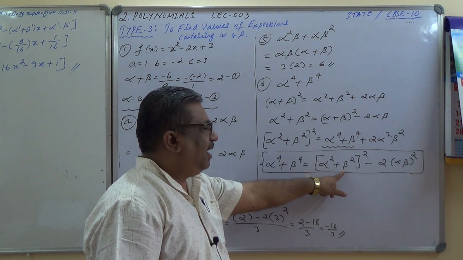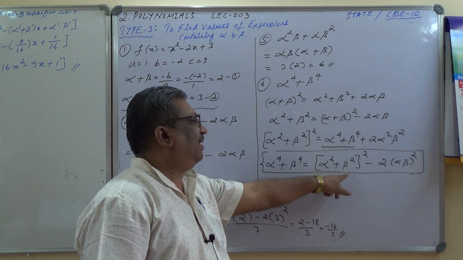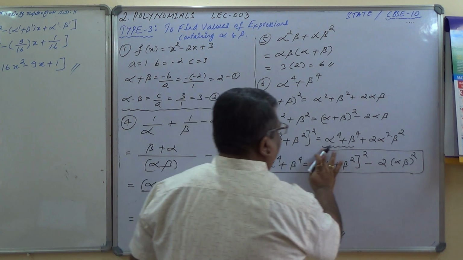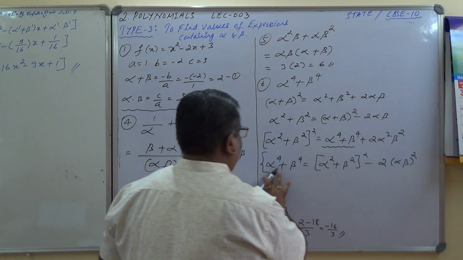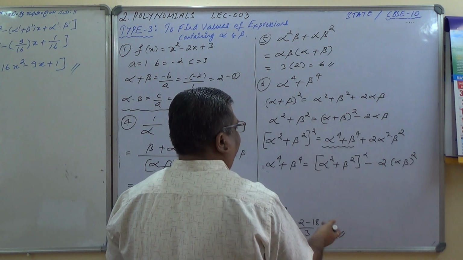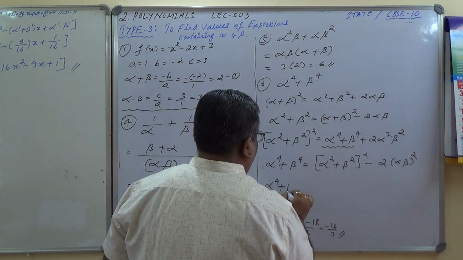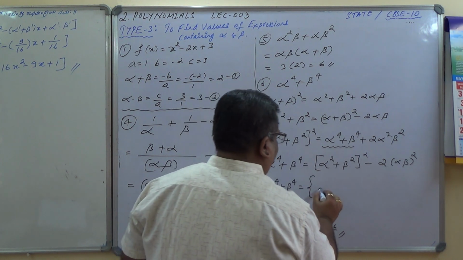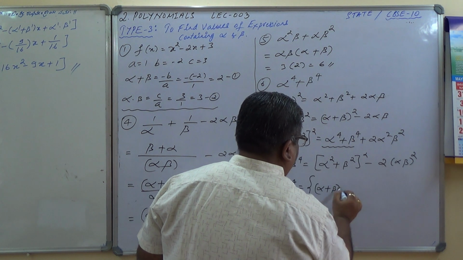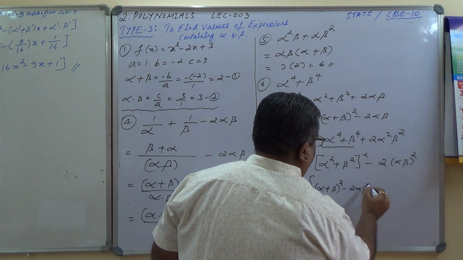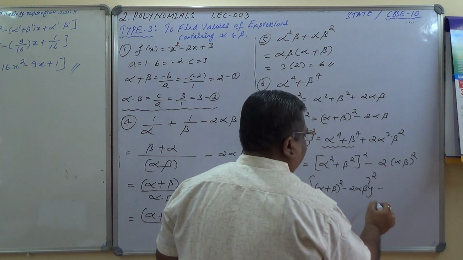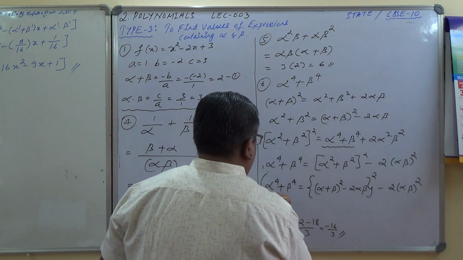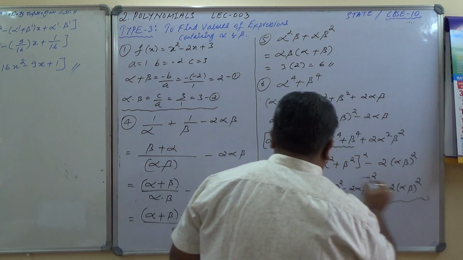But I know alpha square plus beta square equals alpha plus beta the whole square minus 2 alpha beta. So therefore here this is not the final, I'll just erase this one. Now let me write based on this modification, alpha to the power 4 plus beta to the power 4 equals, how do we write alpha square plus beta square? Alpha plus beta the whole square minus 2 alpha beta, the whole square minus 2 alpha beta the whole square. So this is the expression.